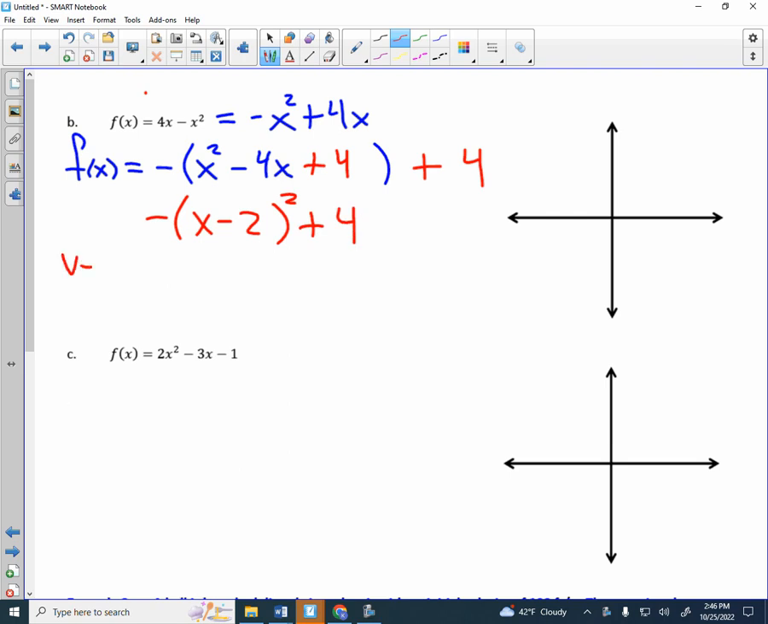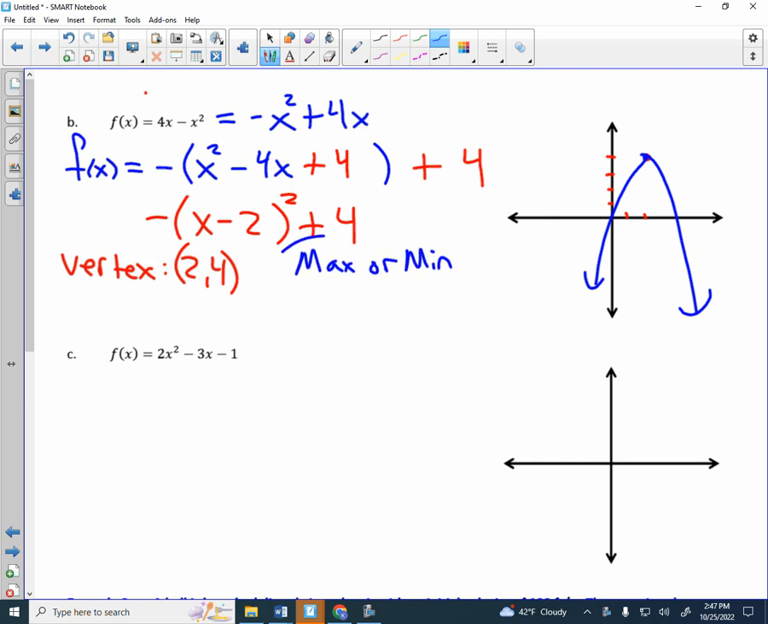Great. So what's the vertex? 2, 4. The negative does not change the vertex. The negative simply creates a vertical flip. Yeah, exactly. So I've got a vertex of 2, 4. So we go over 2 and up 4. Up or down? There's my shape. So does that have a maximum value or a minimum value? It has a maximum value of 4.